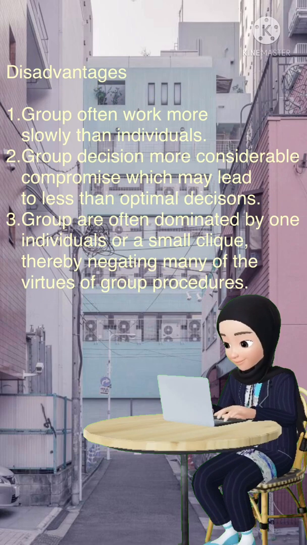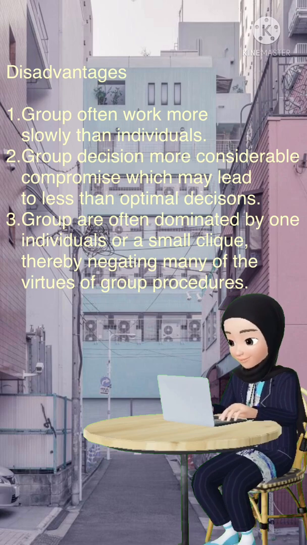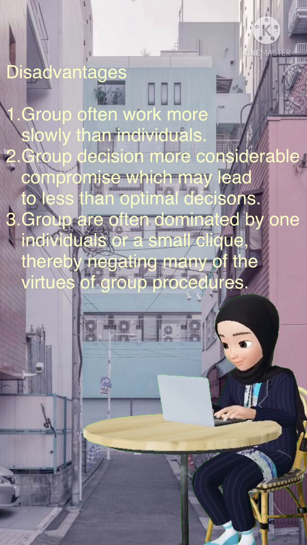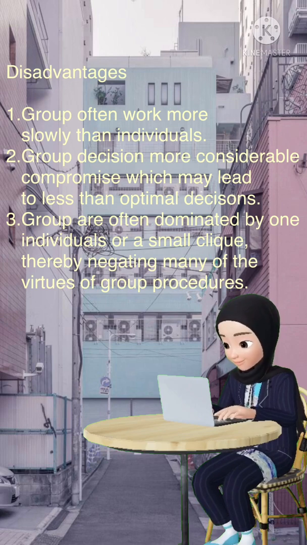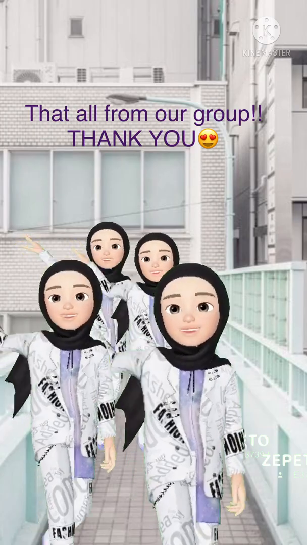In disadvantages, first, groups often work more slowly than individuals. Second, group decisions involve more compromise, which may lead to a less than optimal decision. Third, groups are often dominated by one individual or a small clique, thereby negating many of the virtues of group procedure.